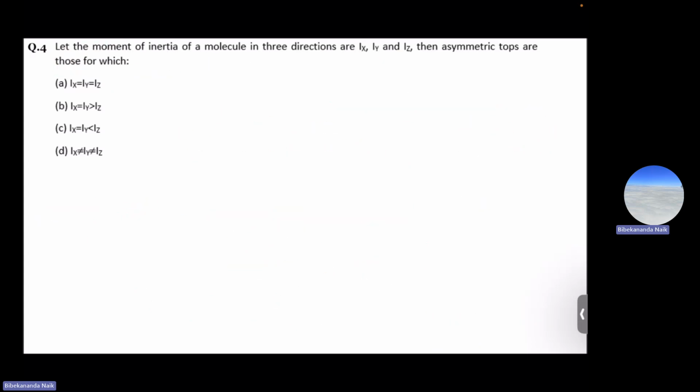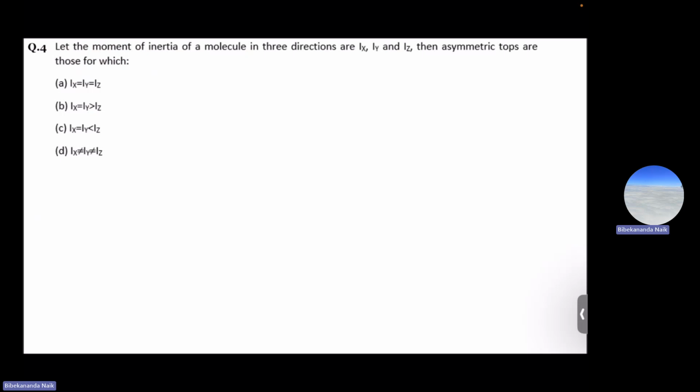Now we move to question number 4. Question number 4 says, let the moments of inertia of a molecule in three directions be Ix, Iy and Iz, then asymmetric tops are those for which: option A, Ix equals Iy equals Iz; option B, Ix equals Iy greater than Iz; option C, Ix equals Iy less than Iz; or option D, Ix not equal to Iy not equal to Iz.